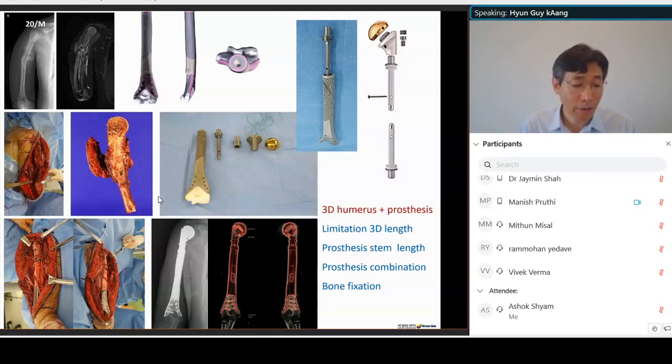So far, the available metal print output is limited to 20 centimeters in length. So a prosthesis joint and 3D printing body combination was needed. This is a modular proximal humerus and 3D printing implant combination.